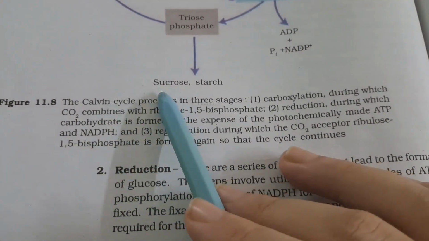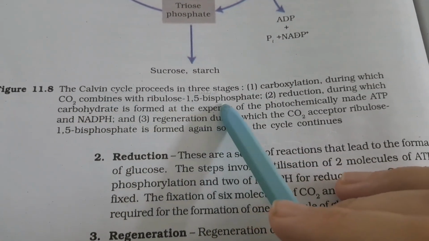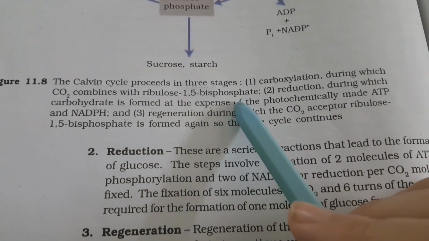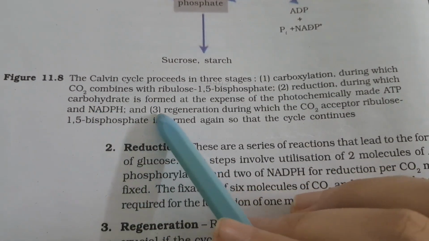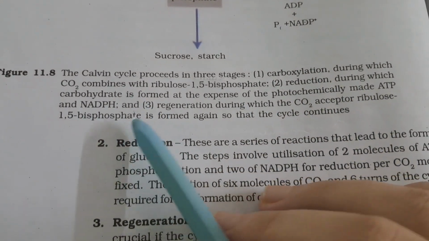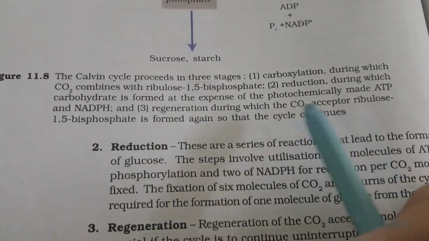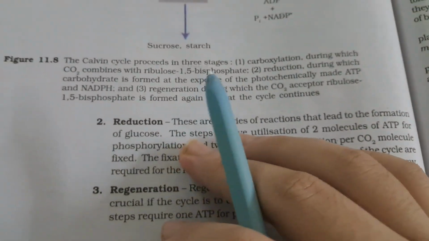So just in the figure, the detail is given: carboxylation, during which CO2 combines with RuBP. Ribulose 1,5-bisphosphate means RuBP. Reduction, during which the carbohydrate is formed at the expense of the photochemically made ATP and NADPH. Regeneration, during which the CO2 acceptor RuBP is formed again, so that the cycle keeps on continuing.